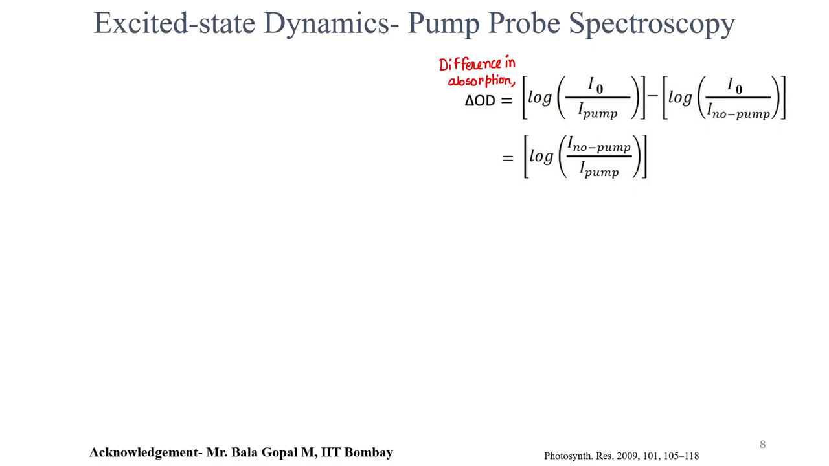See, these are all transmitted light. We already know absorbance is the logarithm of I0, the incident light, by the transmitted light. Right? So when pump is on, minus. There are two situations: once pump on, once pump is not on. A probe is always there. Okay. Now what is happening?